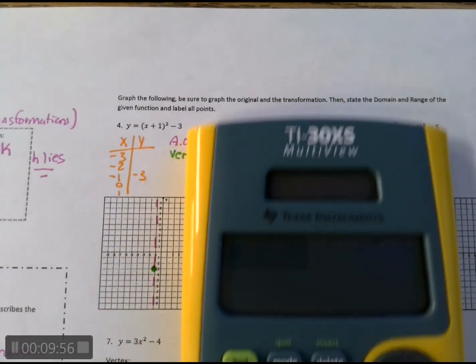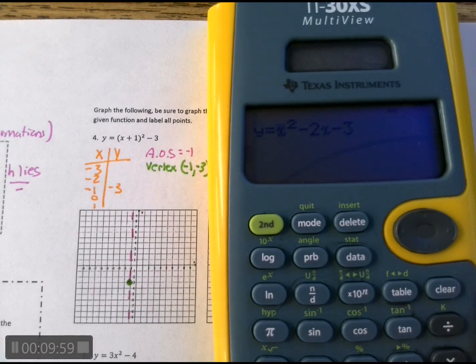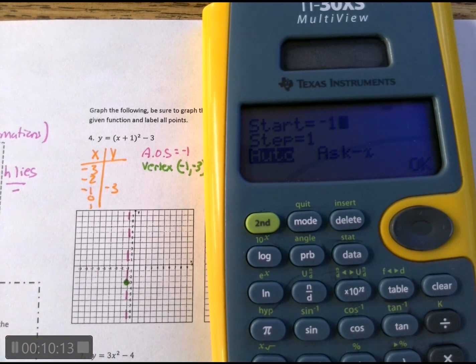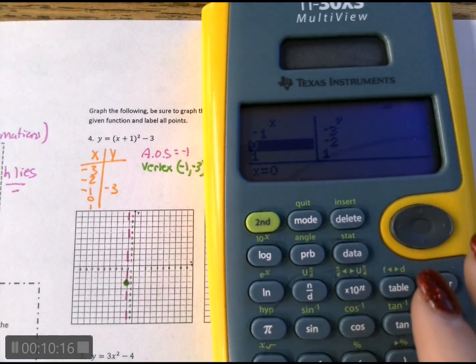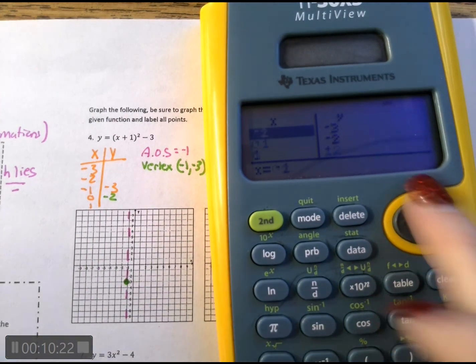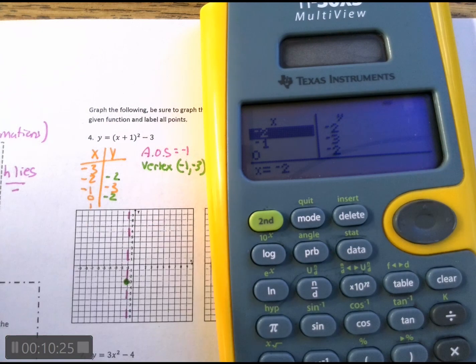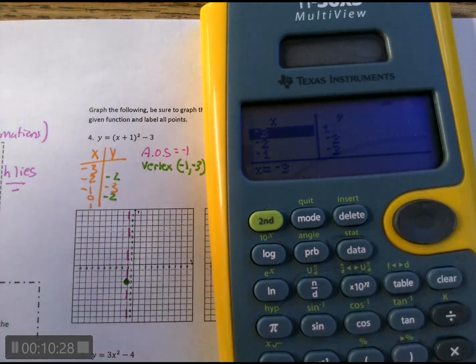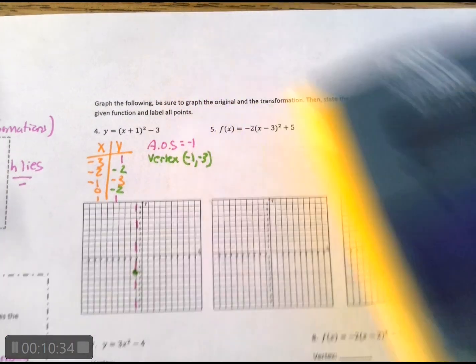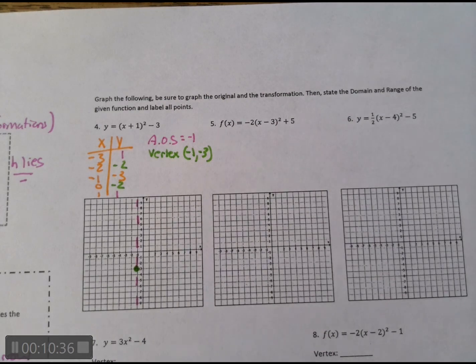Here's our calculator. We press the table button, clear out whatever is there, and then enter our equation exactly as we see it: (x + 1) squared, and then minus 3. As always, we start at our vertex, which is negative 1. For 0, we have negative 2, which means that at negative 2, it's also going to be negative 2. And then at negative 3, it's 1, which means at 1, it's 1. Ta-da!